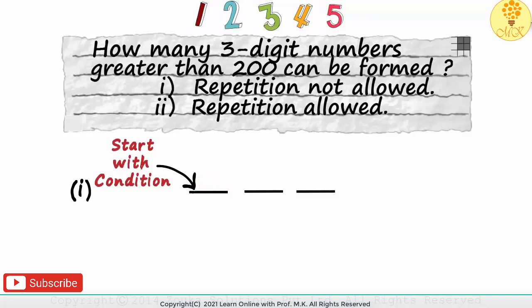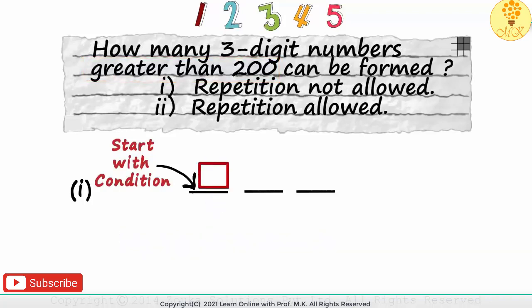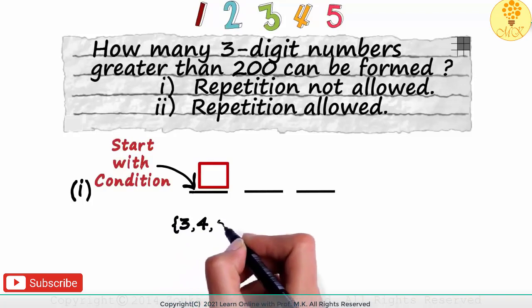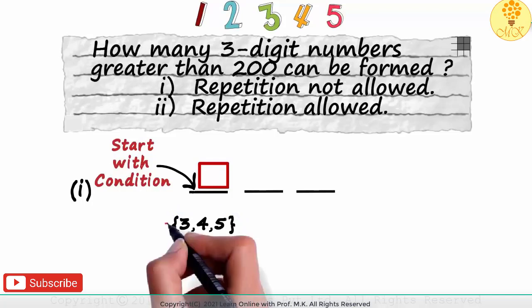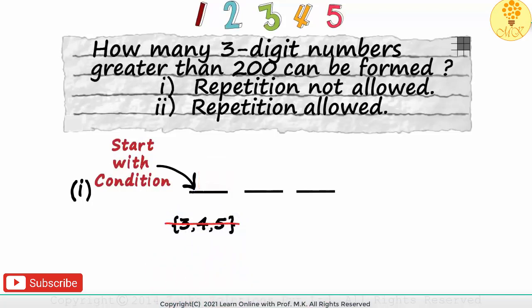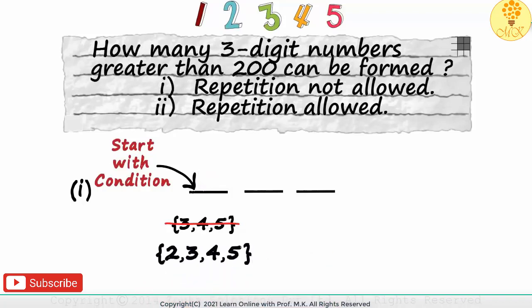Think, it's easy. If the number has to be greater than 200, then the hundreds place should have a digit greater than 2. So we can fill the hundreds place with a 3 or a 4 or a 5. In 3 ways, correct? This is a very common mistake that students make. It's incorrect. The hundreds place can be filled with a 2 or a 3 or a 4 or a 5. Even 213 is greater than 200. 245 is also greater than 200.